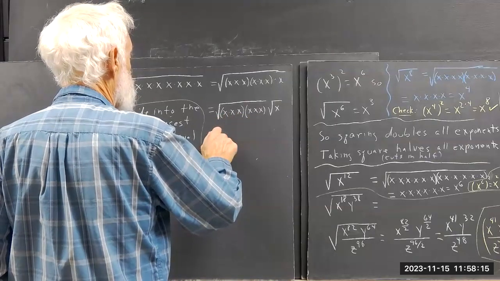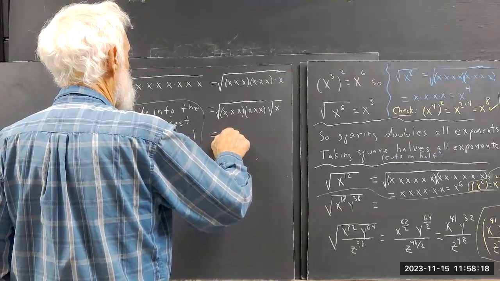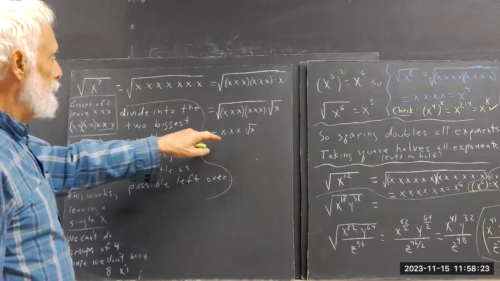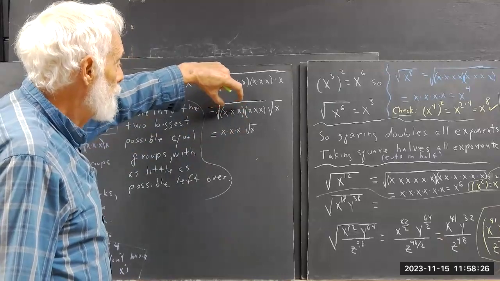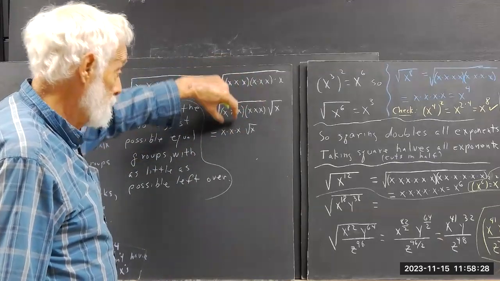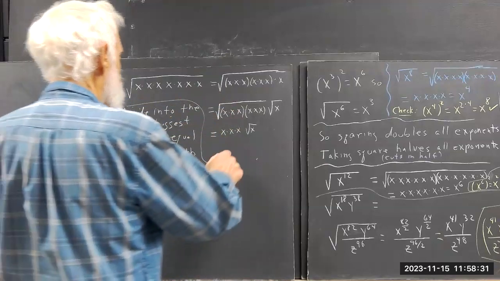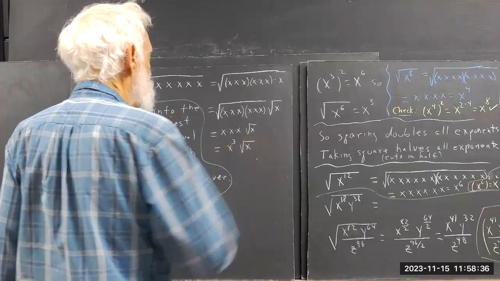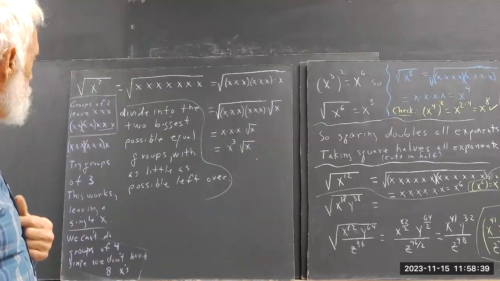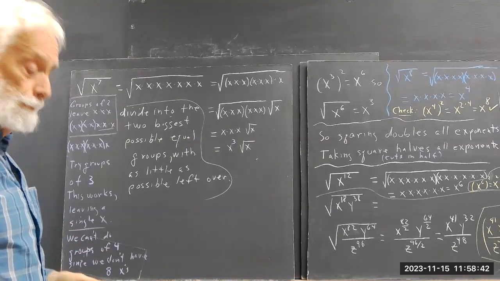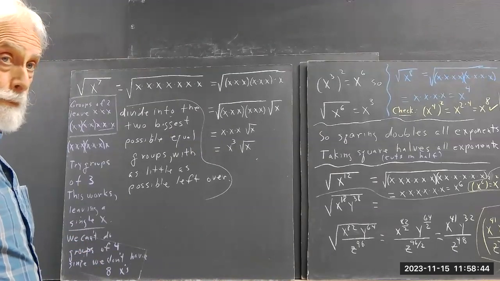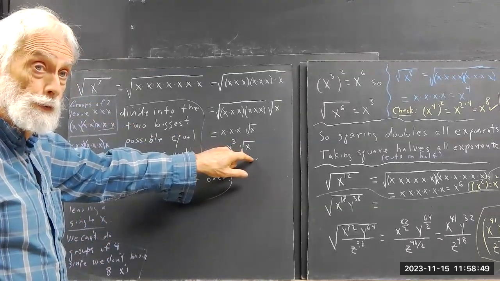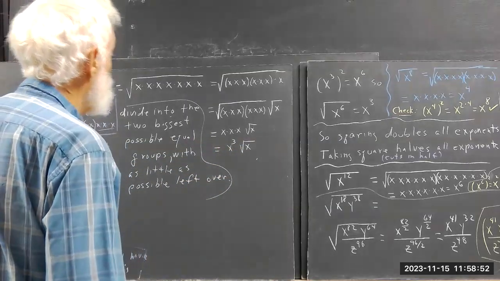And the square root of this is just plain old x times x times x. Square root of this times this is just this. Which is x cubed times the square root of x. Okay. Now, so we're saying that the square root of x to the 7th is x cubed times the square root of x. Let's check that.